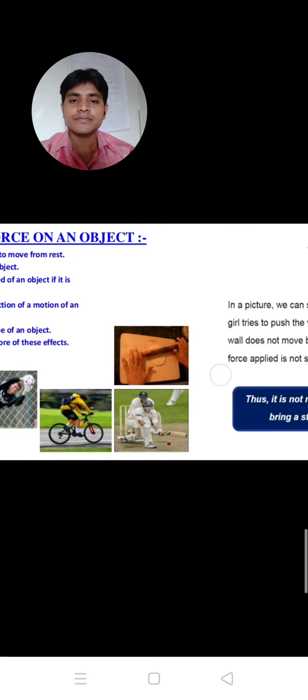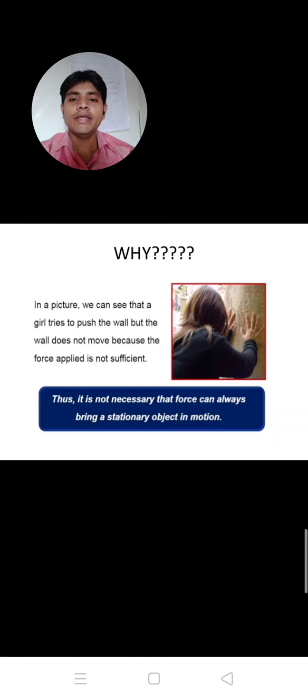Let us see this. In this picture we can see that a girl tries to push the wall, but the wall does not move because the force applied is not sufficient. Thus, it is not necessary that force can always bring a stationary object in motion. Okay, I hope all of you understood this.